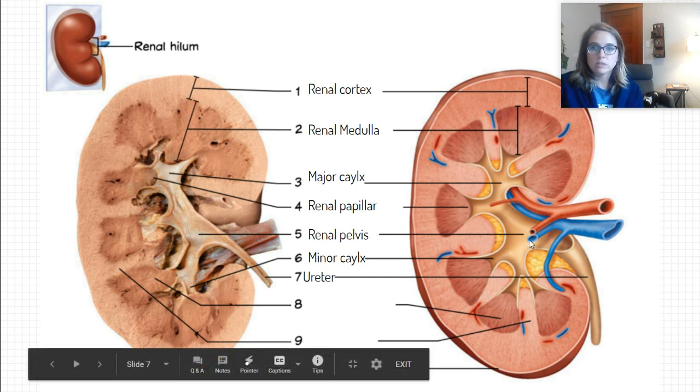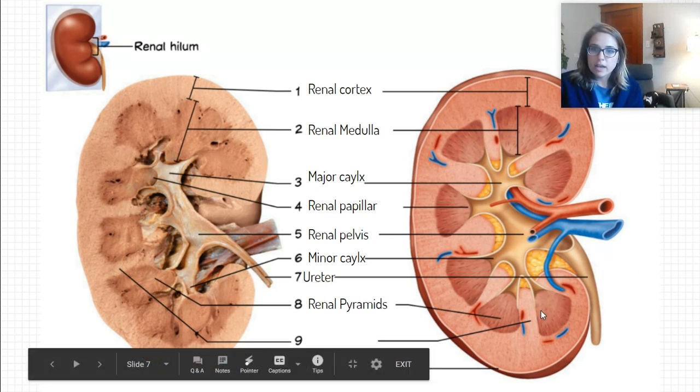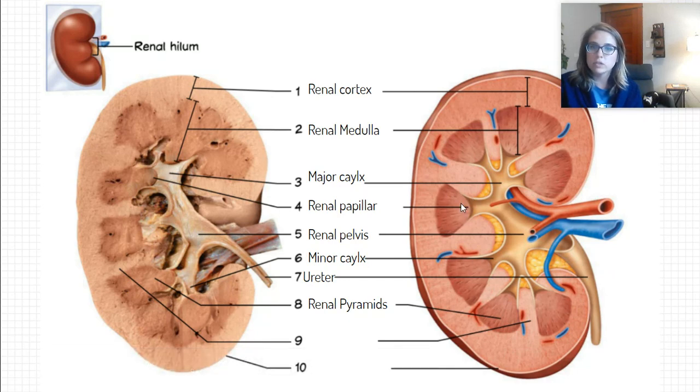All right, once urine is collected in these areas, it's going to travel down the ureter. And from there, it heads to the bladder. It'll transfer down through peristalsis. And these little sections in here, they kind of look like, I don't know, grapefruit sections. They have sort of a triangle-like shape. They're called the renal pyramids.